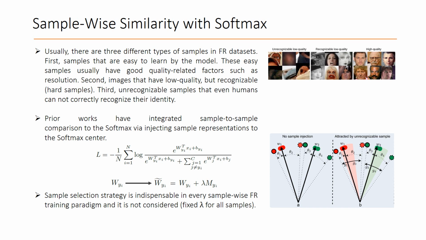First, samples that are easy to learn by the model. Second, low-quality but recognizable samples. Third, unrecognizable instances. Prior works have integrated sample-to-sample comparison into the Angular softmax by injecting instance representations into the softmax centers. However, the sampling strategy, which is an indispensable part of every sample-wise face recognition paradigm, needs to be considered in them.